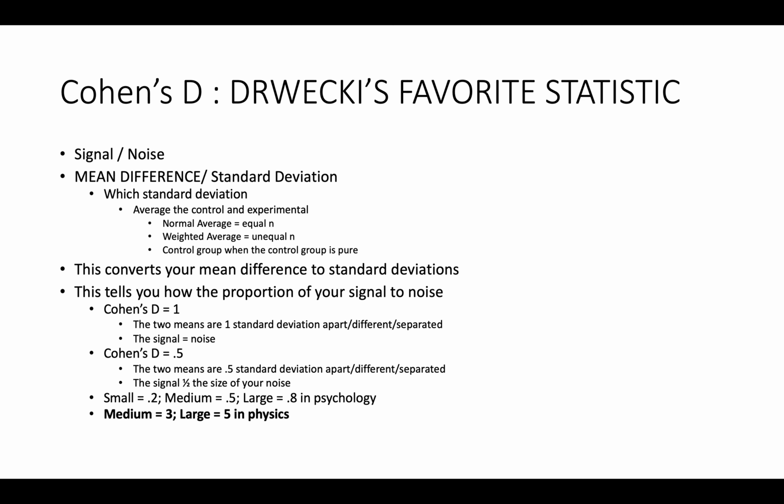Now in physics, they have Cohen's d as well. They don't call it that. They call it sigma. So if you have a 3 sigma, a Cohen's d of 3 in physics, you have what we would call a medium effect, and they would say there's some evidence, but I'm not sure if I've discovered anything. But if they have a 5 sigma, a Cohen's d of 5 in physics, they say they've discovered something.